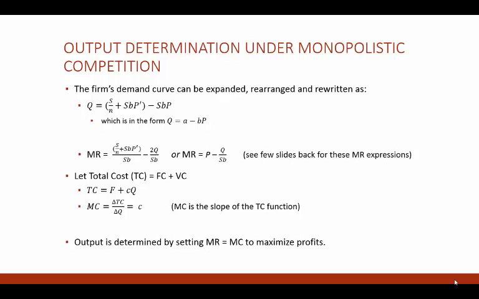We can now formally obtain the marginal cost function from a given total cost function. Recall, total costs are the sum of fixed and variable costs. So representing fixed costs by F, the total cost function can be written as TC is equal to F plus CQ, where C is the marginal cost. The firm determines its output choice by equating its marginal revenue to its marginal cost for profit maximization.